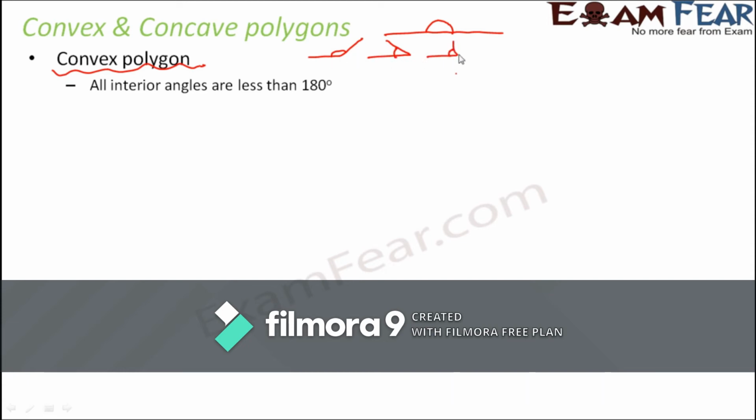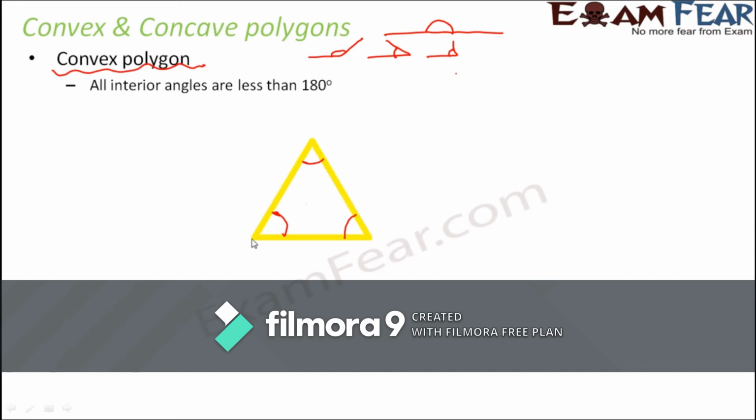So these angles are all less than 180 degrees. Let us look at some examples of convex polygon. This is a triangle. Now what are the interior angles? This is one, this is one, this is one, and all of these are less than 180 degrees, of course, because they are even less than 90 degrees.